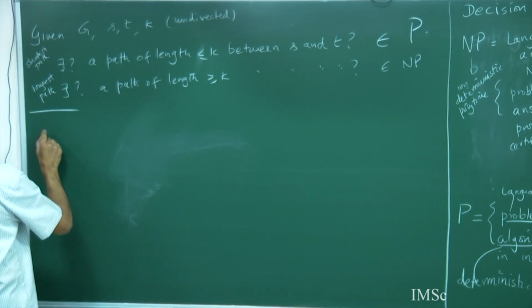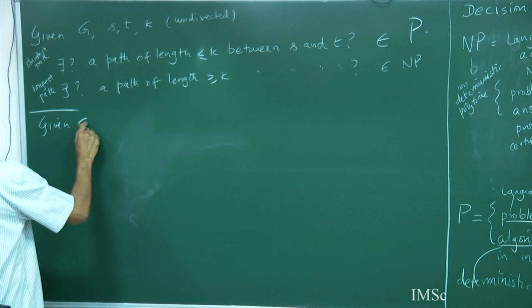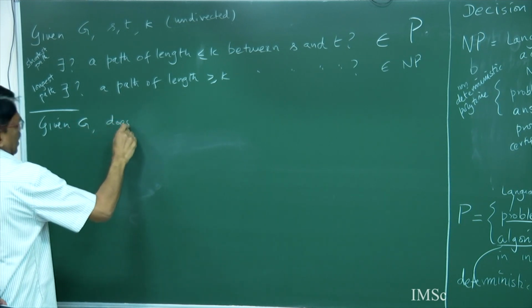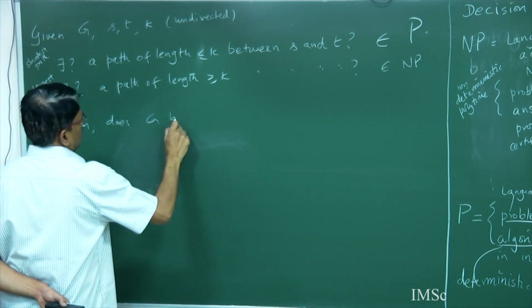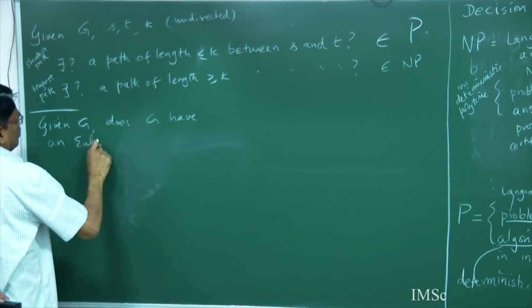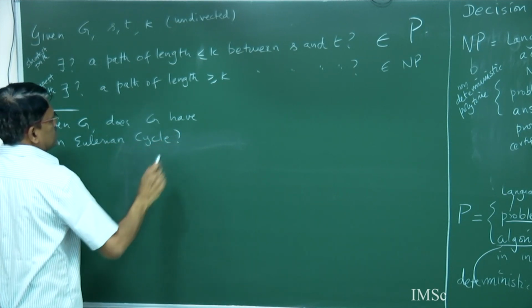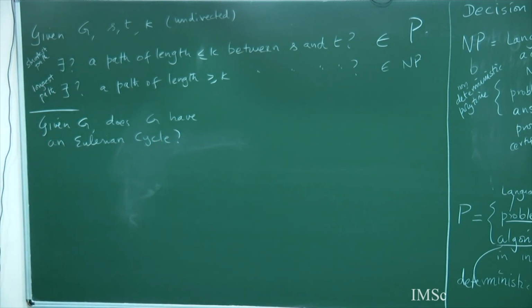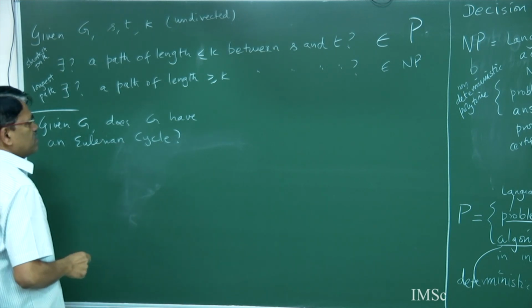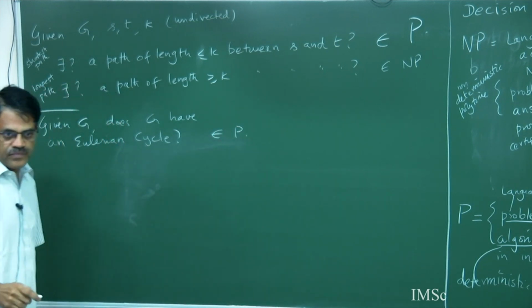Another contrasting example: given G, does G have an Eulerian cycle? A cycle that visits every edge exactly once, right? You've seen an efficient algorithm, even a linear time algorithm. So this is in P.